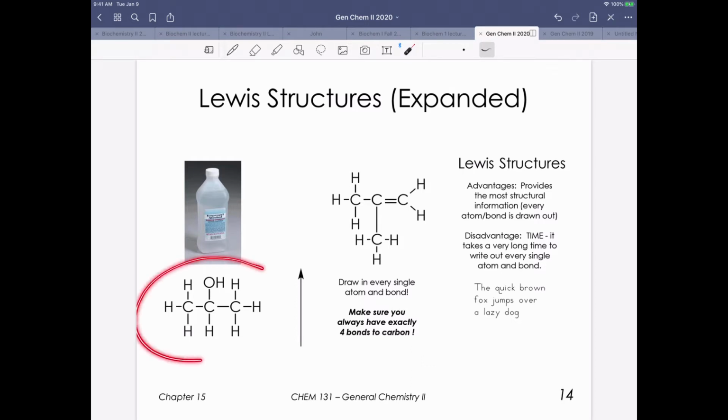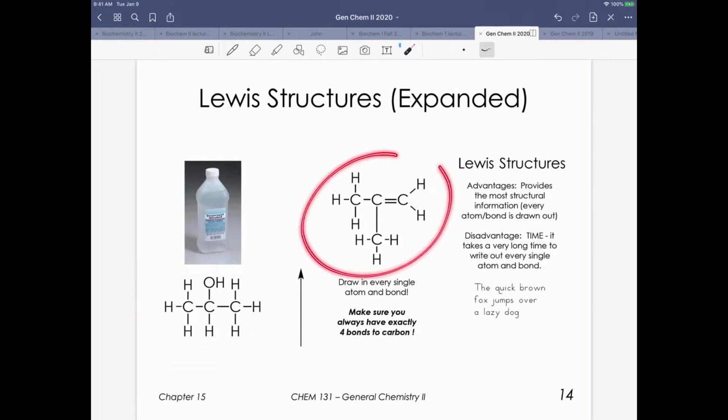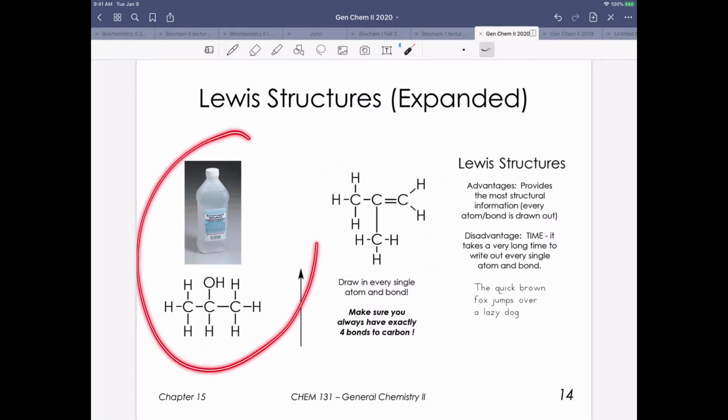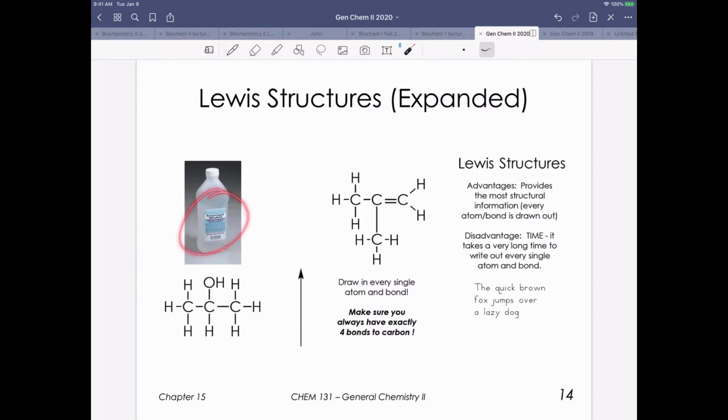So right, this is a Lewis structure. So is this guy right here. I'm going to work with isopropyl alcohol. This is the active ingredient actually when you have rubbing alcohol. So this is what that chemical looks like. And so again, the advantage of a Lewis structure is that in drawing out every single atom and every single bond, we can see everything there very easily. Okay, so we clearly know everything that's present. The huge disadvantage, though, is it takes a lot of time to draw this molecule.